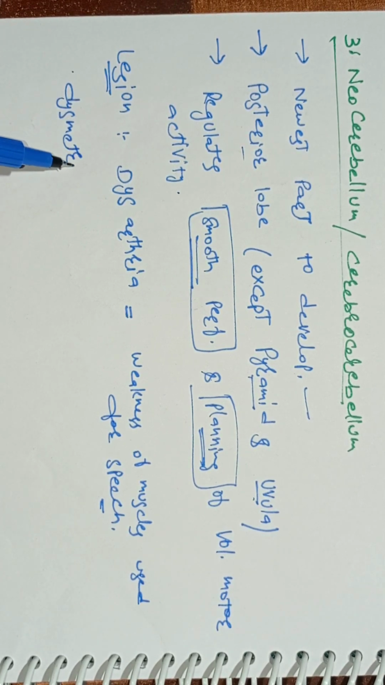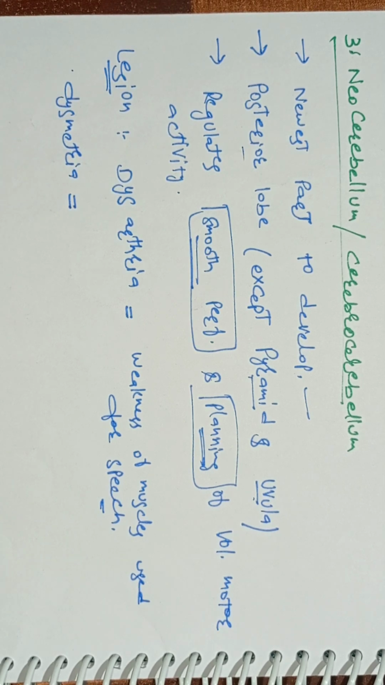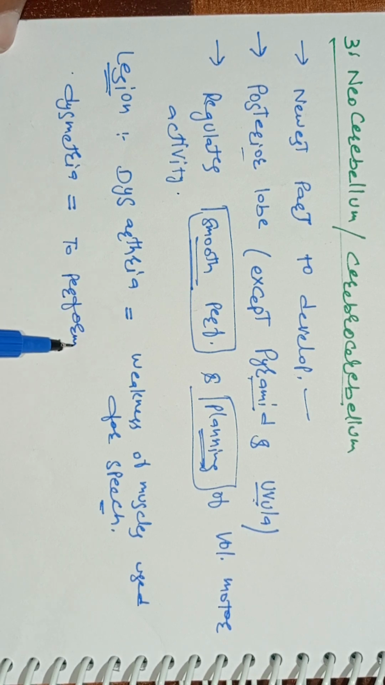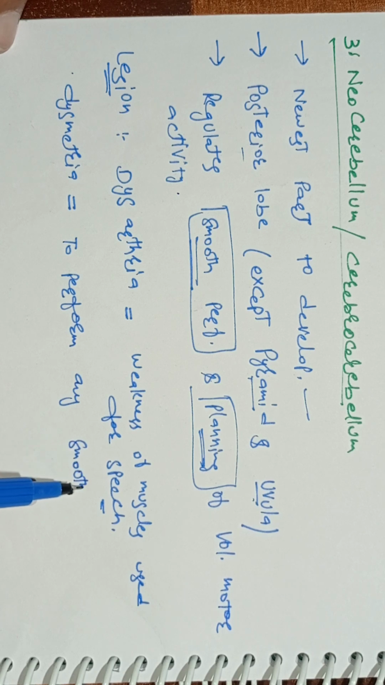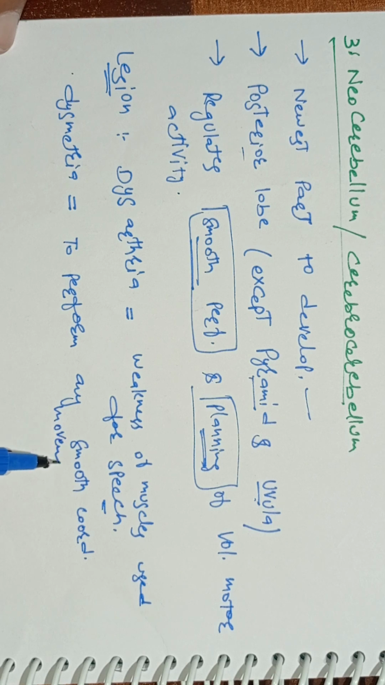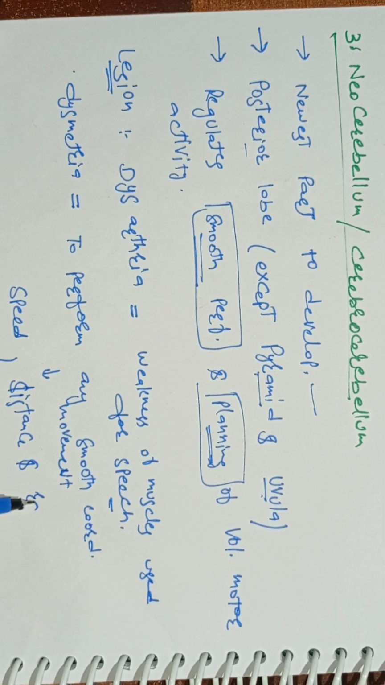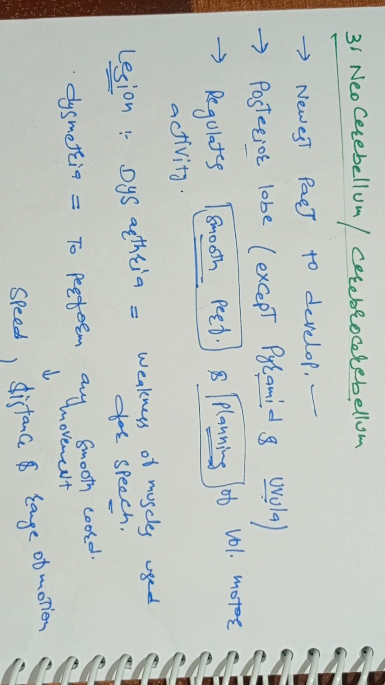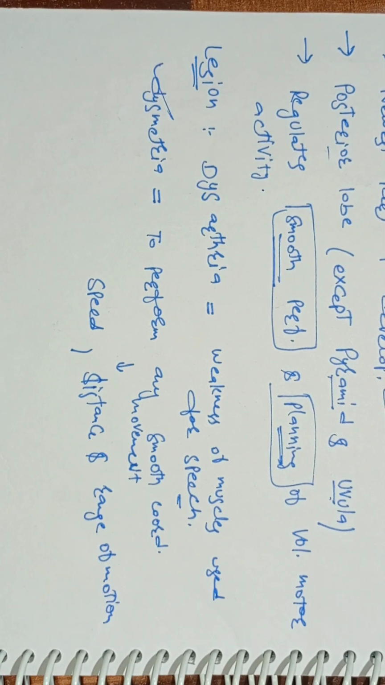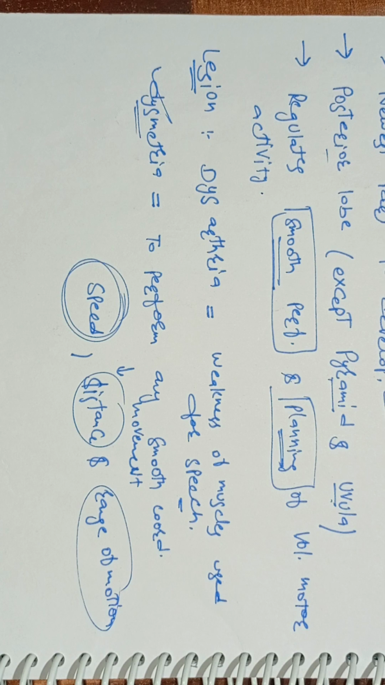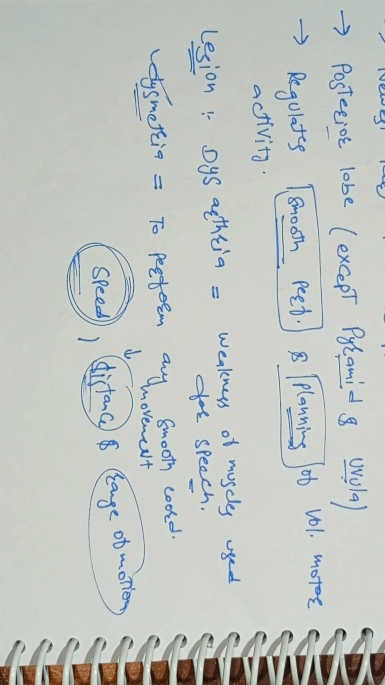dysmetria. What is dysmetria? It is the calculation of the speed, distance, and range of motion. To perform any smooth coordinated movement, we should know the calculation of the speed, we should know its distance, we should be able to calculate the range of motion clearly. If we are not able to do that, that's called dysmetria. If there is a person who has dysmetria, he is unable to control the speed, the distance and the range of that motion, which are important for the smooth performance of any particular motion.